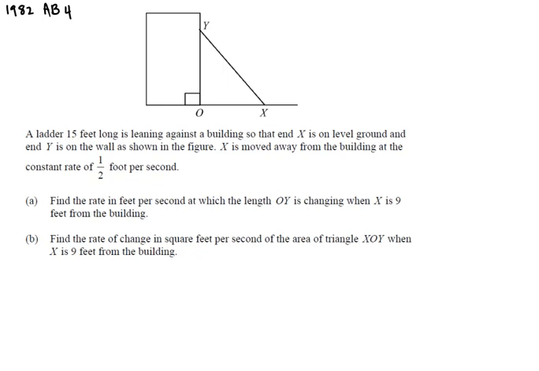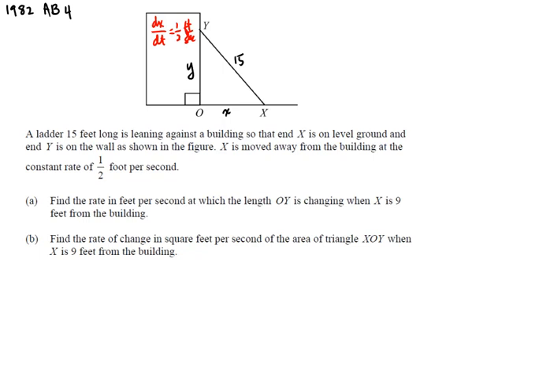Okay, we have another free response related rates problem, 1982 AB4. We have a ladder 15 feet long leaning against a building so that end X is on level ground, and its horizontal distance away from the base of the building will be x, and its vertical height above the ground would be small y. We're told that X is moved away from the building at a constant rate of 1/2 foot per second, giving us dx/dt equal to 1/2 foot per second.